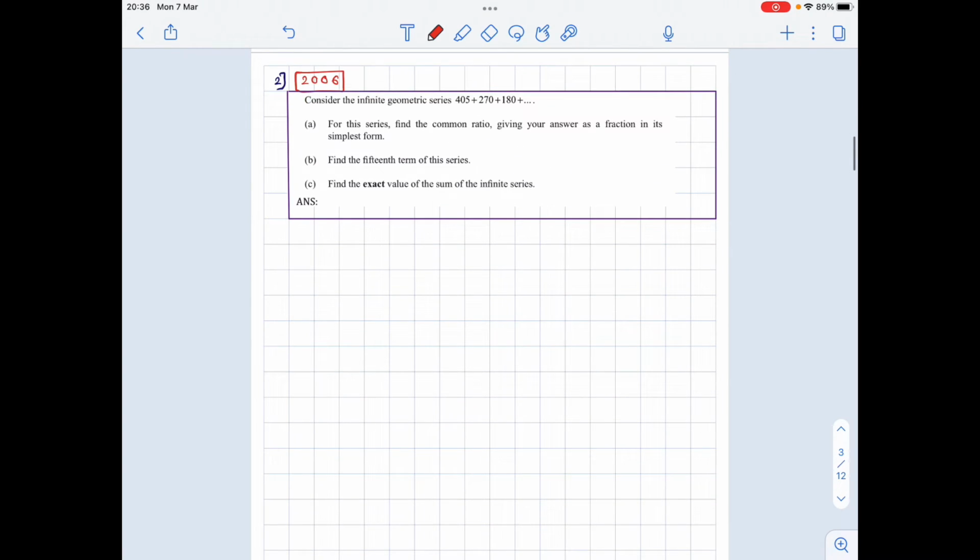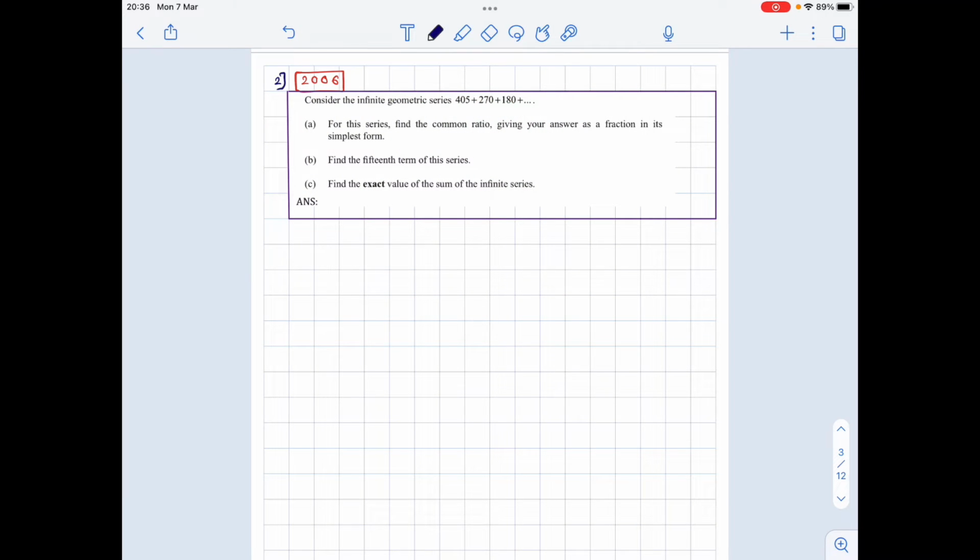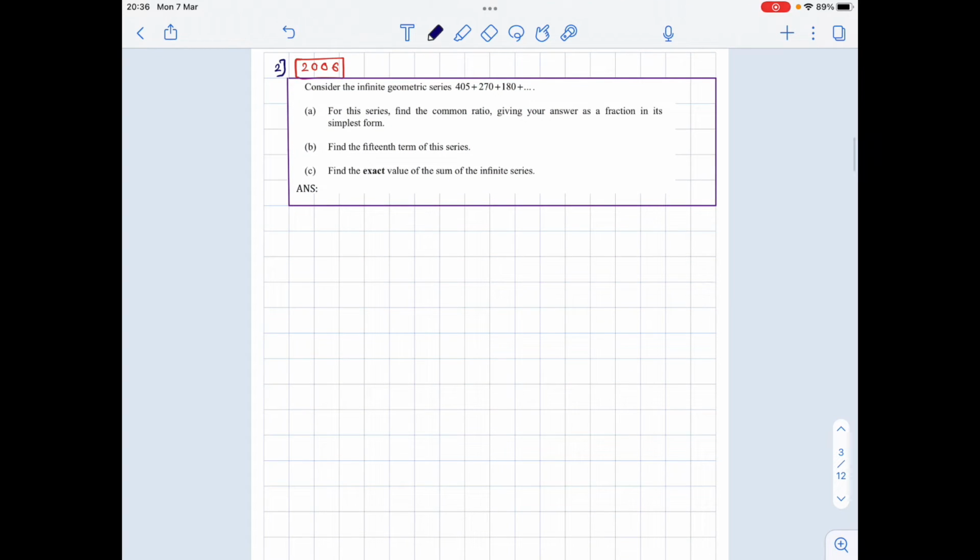Let's move ahead. 2006. Consider the infinite geometric series 405 plus 270 plus 180. As you can see, it's a series. The middle sign is not a comma, it's positive or negative. Right now in this case, it's only positive.